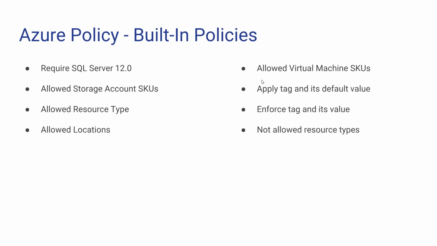For example, here are a small selection of the built-in policies that you can optionally choose. We already talked about applying a tag and its default value or enforcing a tag, but you can actually restrict your subscription to only certain virtual machine SKUs, only certain resource types, so that you can create virtual machines but you can't create web apps, or vice versa. You can restrict it to certain geographic locations in terms of regions, etc. So there are a number of these default policies that you can choose from. You can also create your own policies. Let's switch over to the Azure portal and we can examine the Azure policy service.